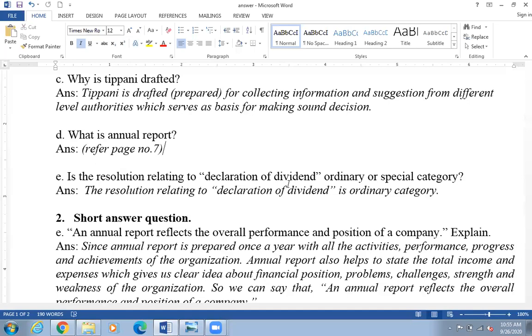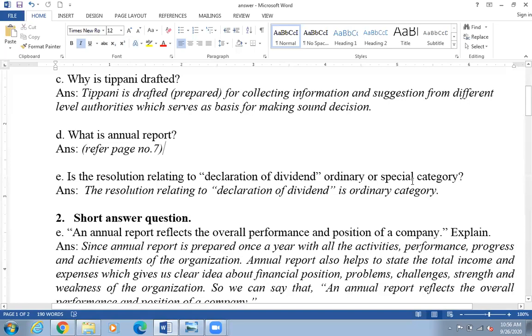Whether to distribute the money or not is a simple topic. So what type of resolution is it, ordinary or special? It is the ordinary type, because if 50% of them say okay, let us distribute, then they can distribute. There is no need to collect 75%.